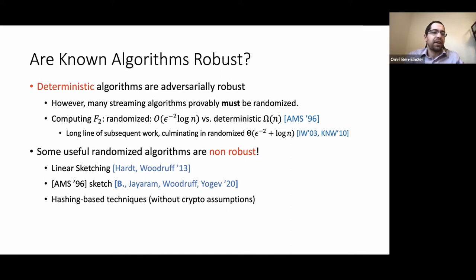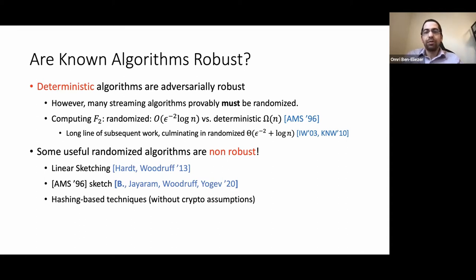So for example, linear sketching, a very useful technique in many problems, is not robust. It was shown first by Hardt and Woodruff in a turnstile model where we allow insertions and deletions. And in fact, we were able to show with Rajesh, David, and Elon that the AMS sketch, which is another type of linear sketch, is not robust even for insertion-only streams.